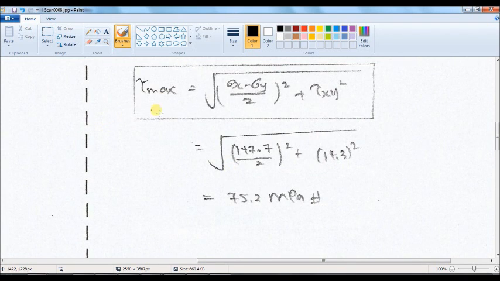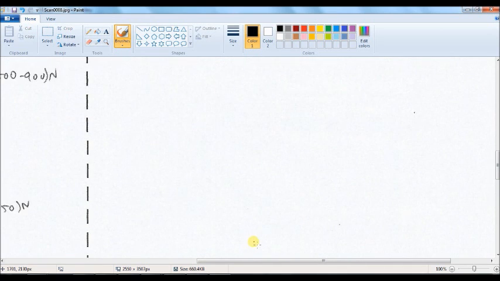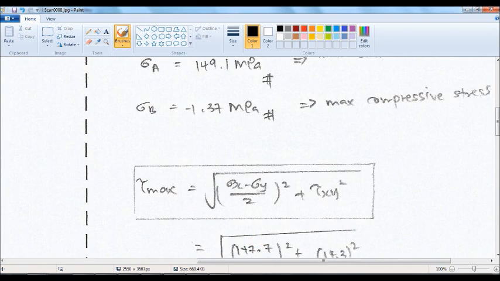Also, we can find the maximum shear stress by using this equation, again from our circle, and the maximum shear stress, or principal shear stress, is 75.2 megapascal. Okay, so here is the end of this example.